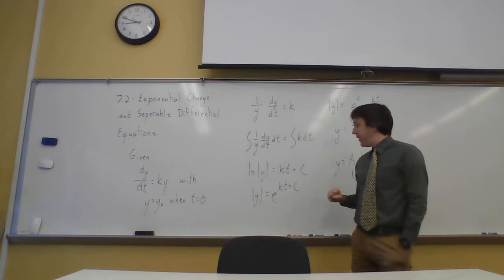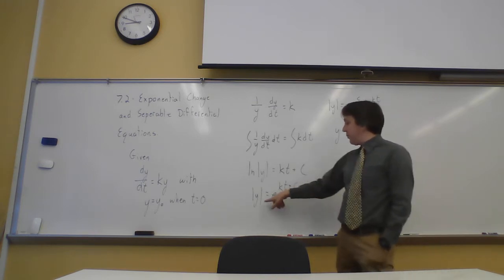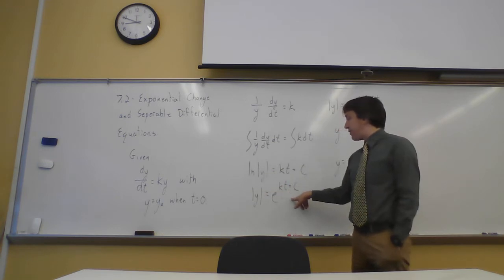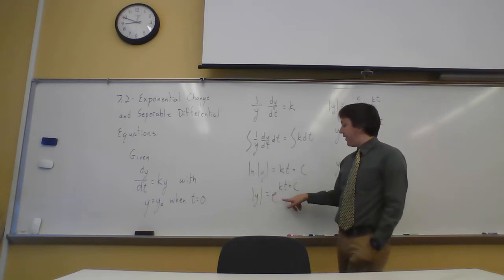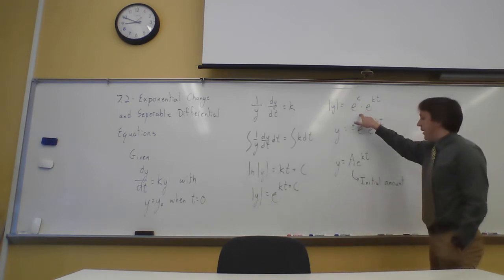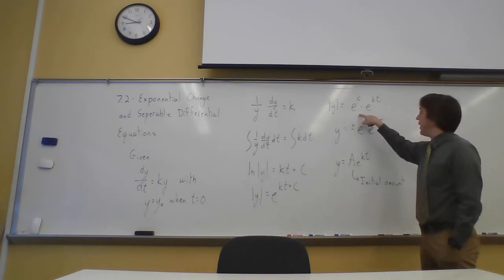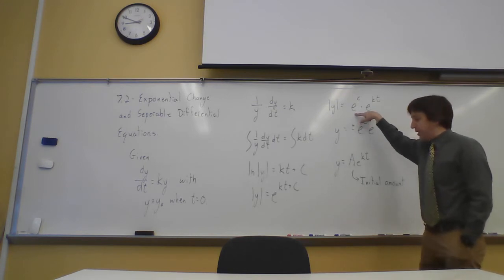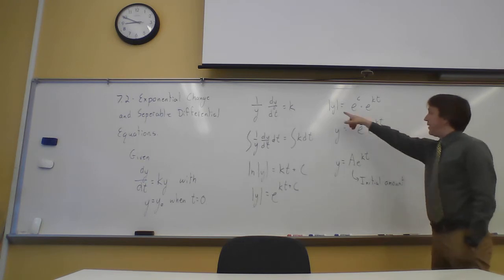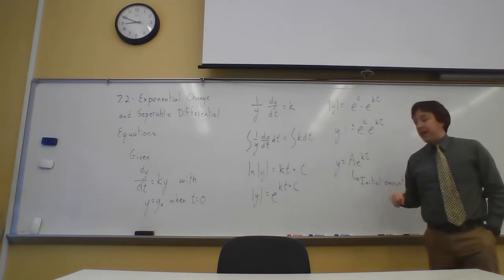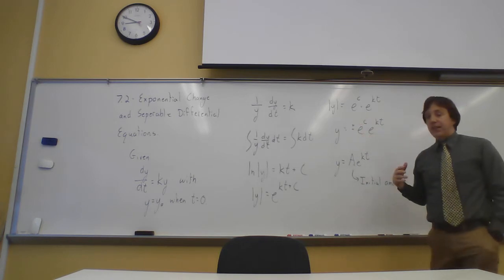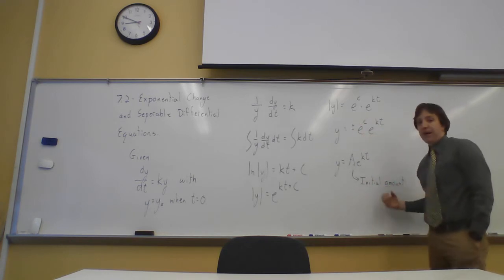So then doing a little bit of work to get y by itself, I switched to exponential form to get rid of the logarithm, so we have the absolute value of y is equal to e to the kt plus c. And then I can rewrite my exponent here because we have the addition as e to the c times e to the kt. And then to get rid of the absolute value, we just throw a plus or minus in front. But now we have this plus or minus e to the c. That's just an initial amount of something.